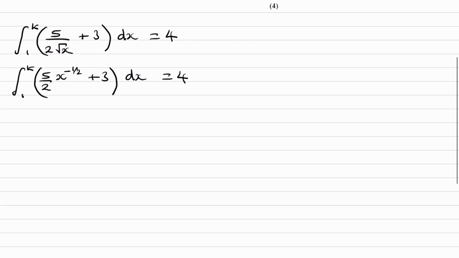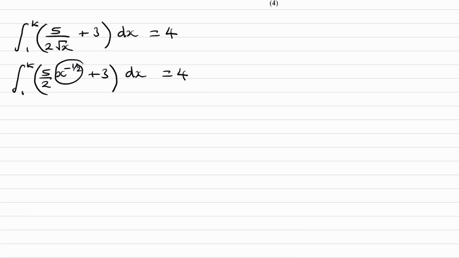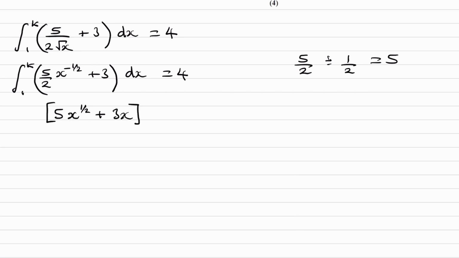Okay, so now we can integrate this. Raise the power by 1, and then divide by the new power. So the new power becomes x to the power of a half. That's raising the minus a half by 1. We're then dividing by the new power, so we're dividing 5 over 2 by a half. 5 over 2 divided by a half would just be 5. So this becomes 5x to the half plus the 3 integrates to make 3x. Then you have your square brackets, and you put your limits on the right-hand side, 1 and k. And this is equal to 4.